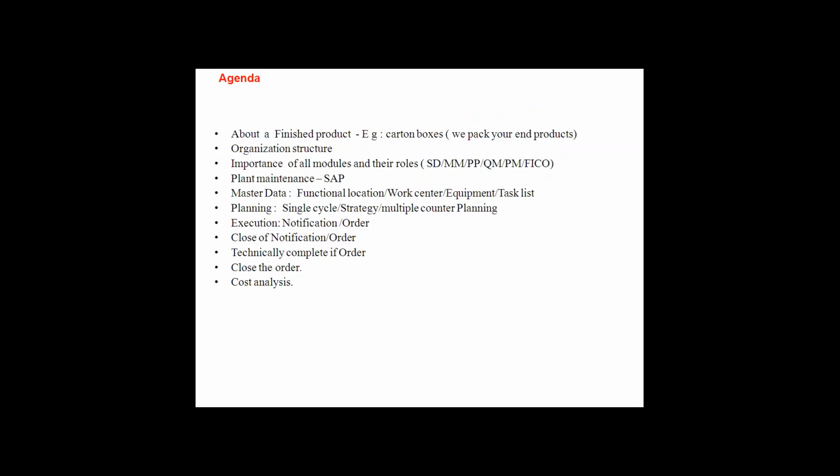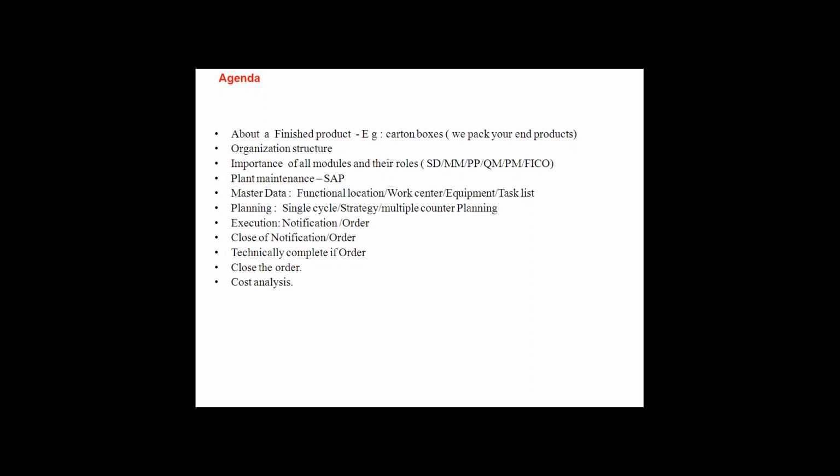Now, the agenda is about a finished product, for example a cotton box, in which we pack your end products. Any company having one finished product has a minimum number of machines. If they have a large product database, they may have so many equipment, tools and machinery, depending upon the production size of the plant. Then the organization structure, and the importance of all modules and their roles like SD, MM, PP, QM, PM, FICO.